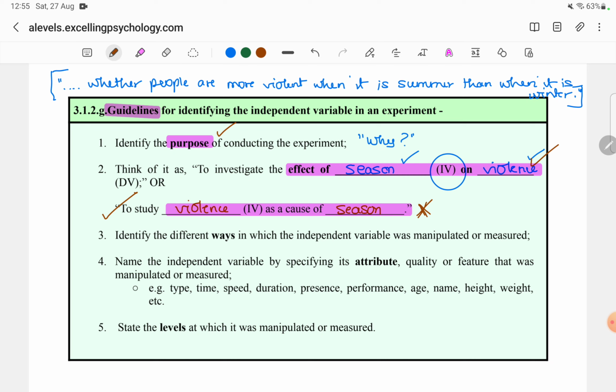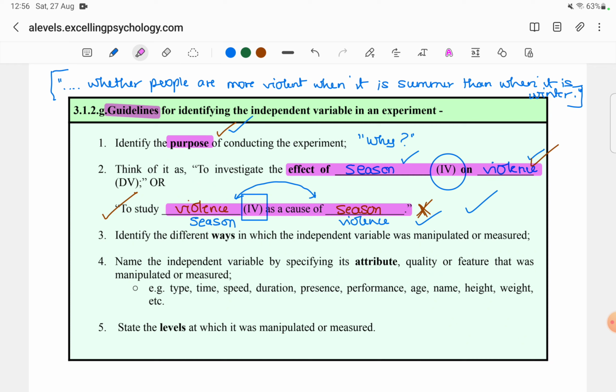Okay, so immediately what I need to do if I've made the mistake is interchange the blanks that I have filled in. So I can say I want to study season as a cause of violence, and there I have my correct answer. So regardless of which template you use, once you know the purpose of the study and you have understood what your IV is by filling in the first blank, you're ready to come to the next step.